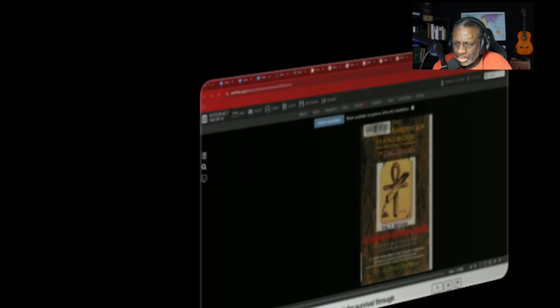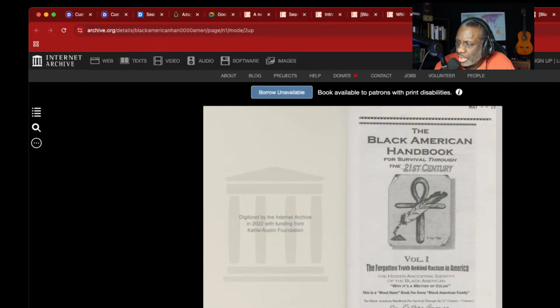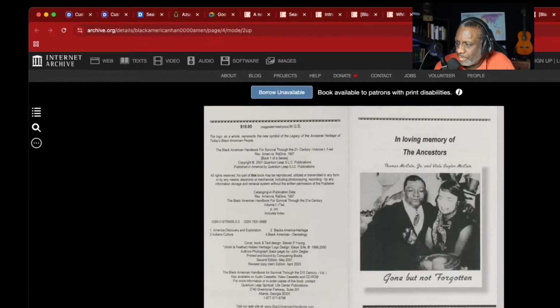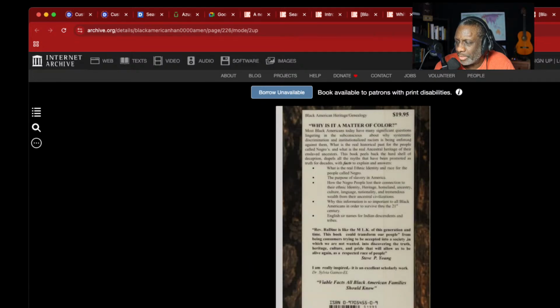You know what? While I'm trying to find this, that was January 7th. I want to show y'all this book here. This book is at the Internet Archive. Now, the thing about this book is they got a lot of the pages blocked out. This book has all of the last names and what tribe they go with.